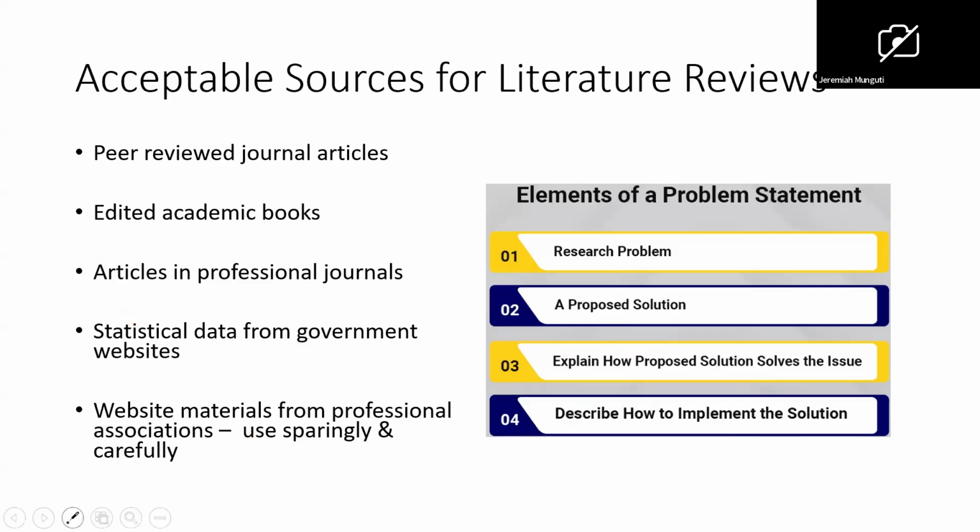Then you can also use website materials from professional associations. For example, if you go to the Kenya Association of Physicians portal or website, and you find that they hold their annual conferences every August, and that they have key speakers, then you can quote that, but use it sparingly and also very, very carefully. If you go to the American Association of Diabetes, for example, they have a lot of data and you can use that. But we are saying, be careful as you go to that. Not everything there is reviewed. That's what we are trying to say.